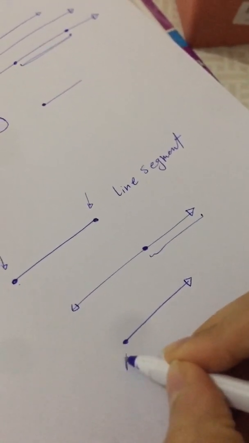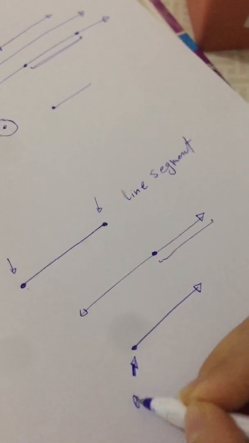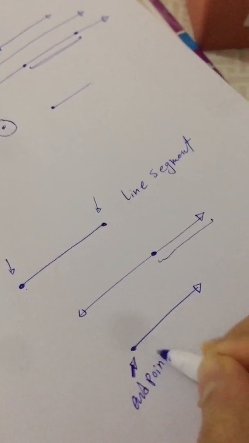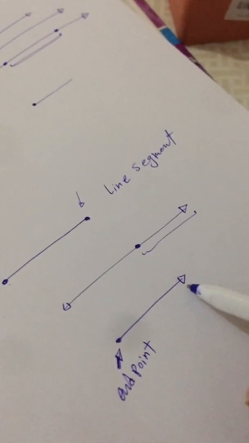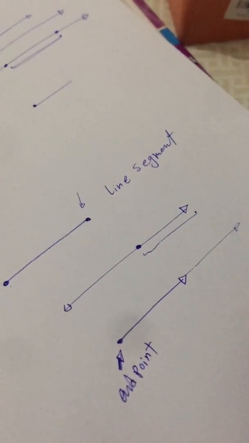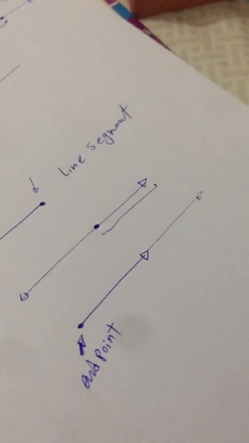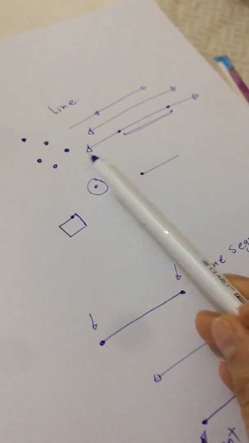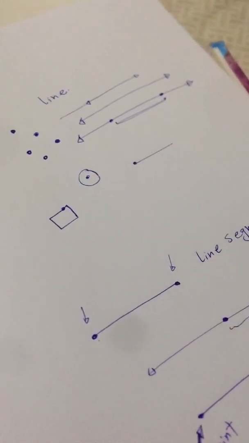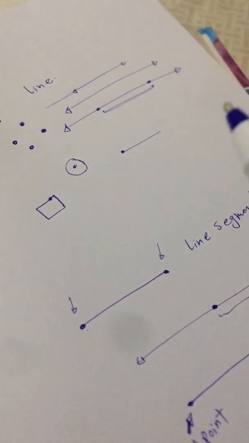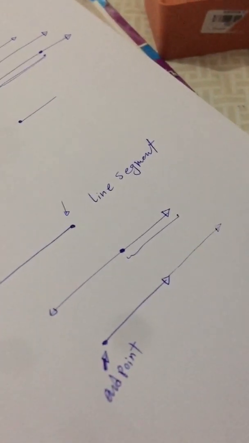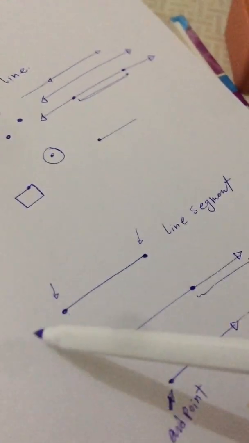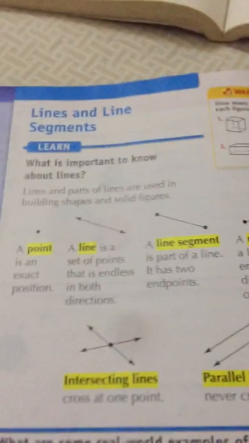It has one end point and it continues in one direction without end. Okay? A line continues in both directions. A ray continues in one direction. A line segment has two end points.